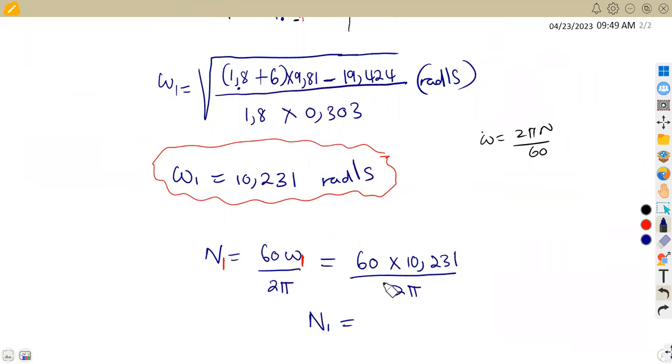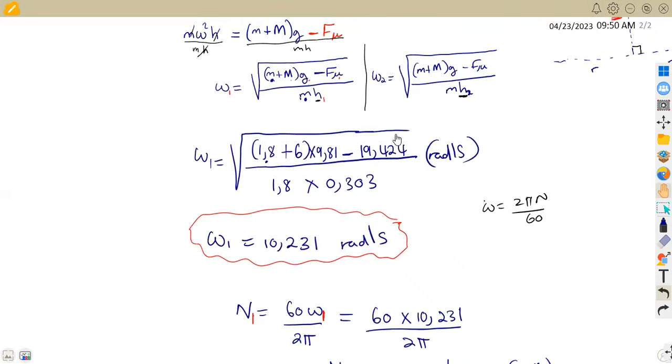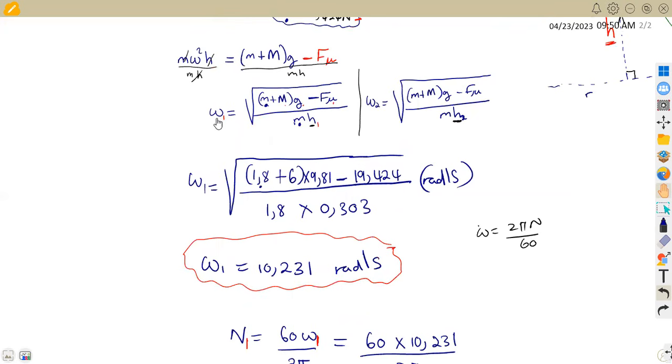So we are going to obtain 97.6988, which is 97.699. The 8 is going to change into a 9. That is in revs per minute, or you can write it as RPM, revs per minute, still one and the same thing. So in order for you to calculate the minimum speed N1, you used R1 to calculate H1, which was important for us to calculate omega 1. That was the most important part of the question: H1 in this case is helping us to calculate omega 1.